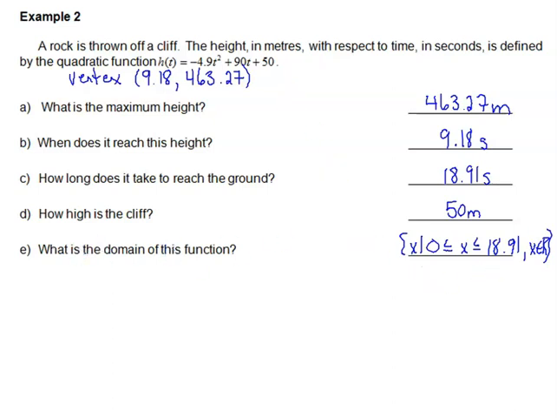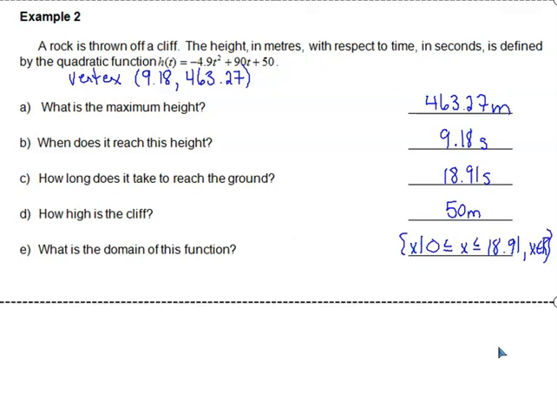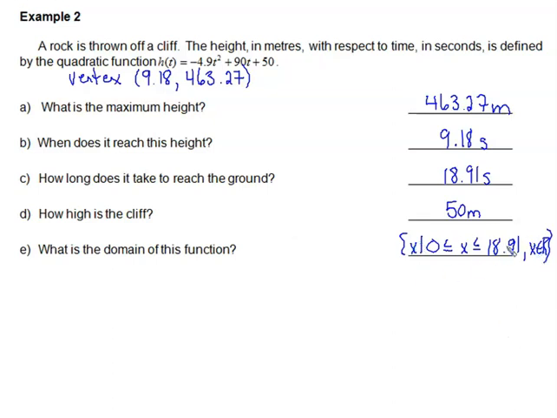And then the domain. So remember I said a bunch of times that domain is always x, x is in the set of real numbers. In this case, because it is a problem-solving situation, it is only in the air between 0 seconds, we can't have negative time, and then it hits the ground at 18.91 seconds. So you would have to include that with your domain and range. So that's the only case where you'd actually have those restrictions.